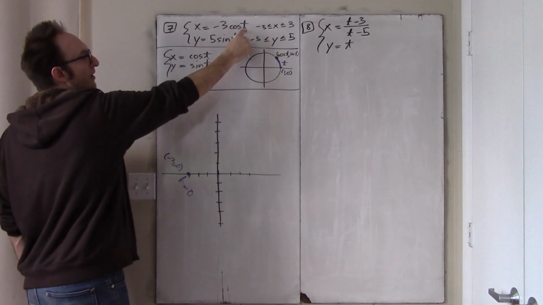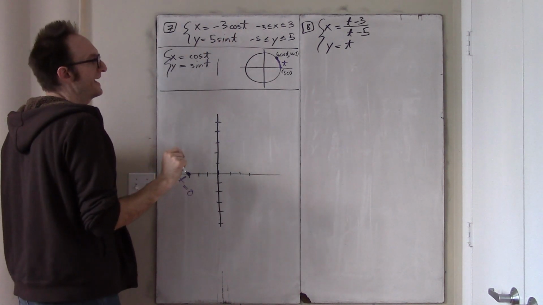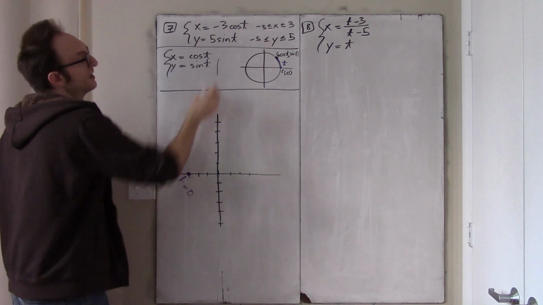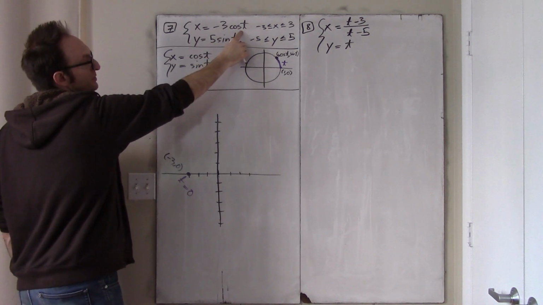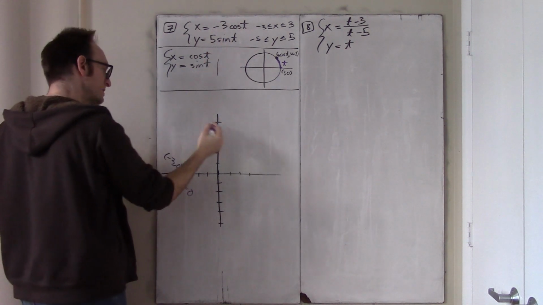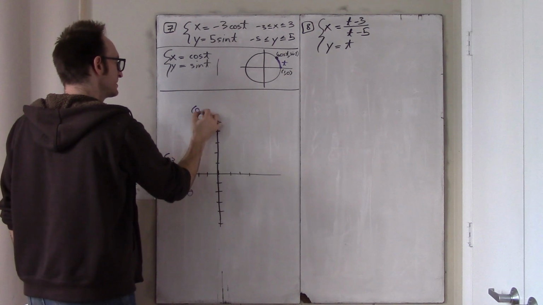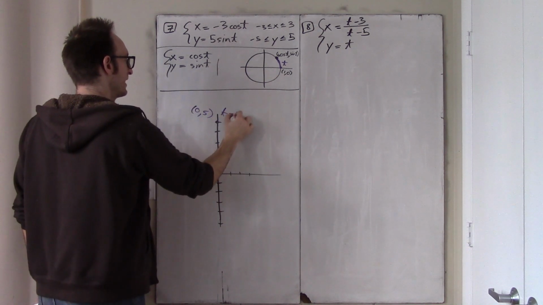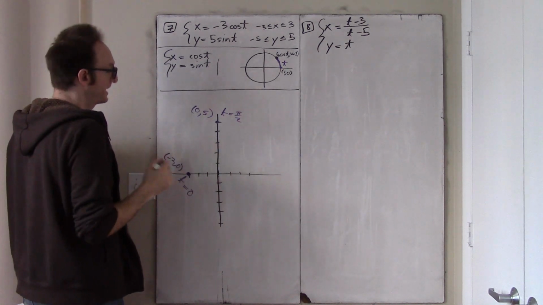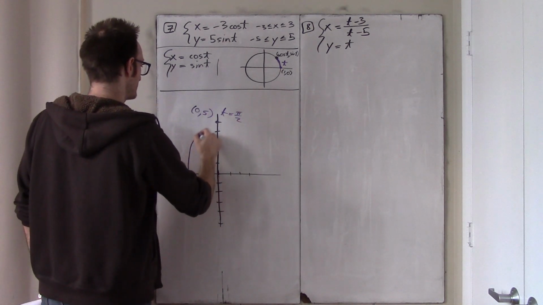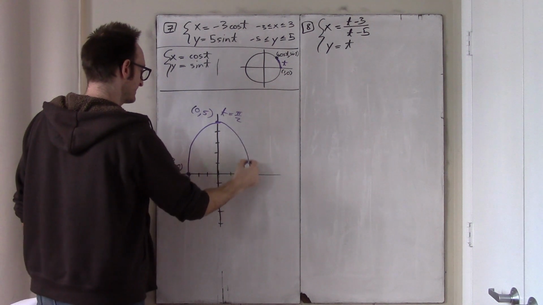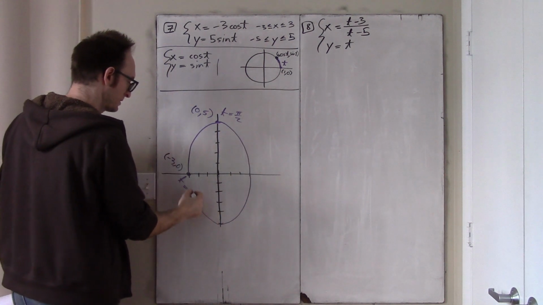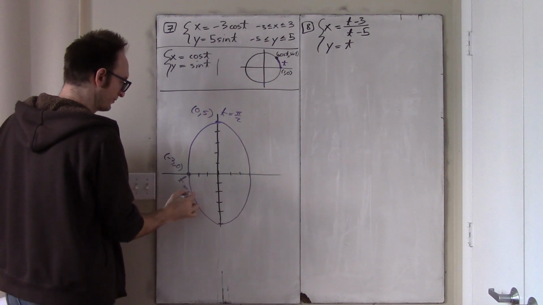Cosine pi over 2 is 0, but sine of pi over 2 is 1. So then I get to this point up here, 0, comma 5. And that is t equals pi over 2. And so, okay, this must be going kind of like this. I mean, I think I pretty much just know that this is going to be like an oval.